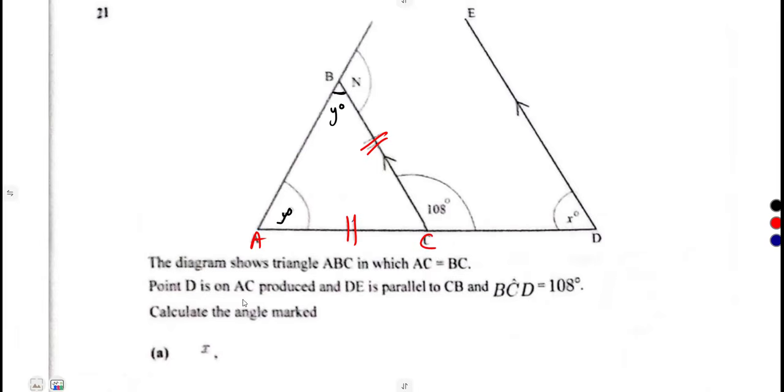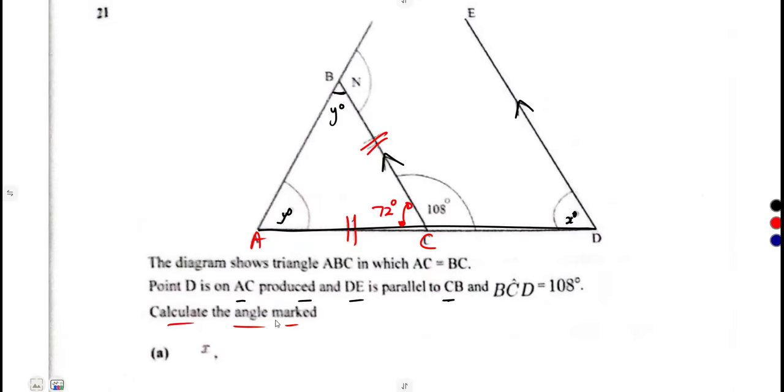We are given point D on AC produced. AC is produced, so it is a straight line. And DE is parallel to BC. We are considering parallel lines, and this angle is x. Since this is a straight line, angles on a straight line add up to 180 degrees. So you can find the other angle at C: from 180 degrees, subtract 108, and that gives us 72 degrees.